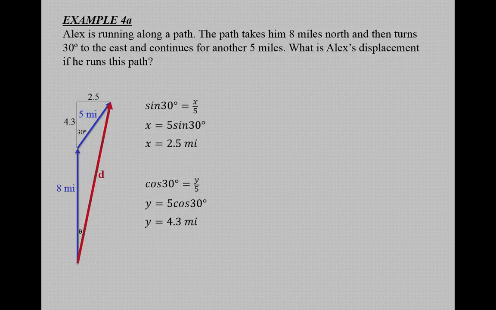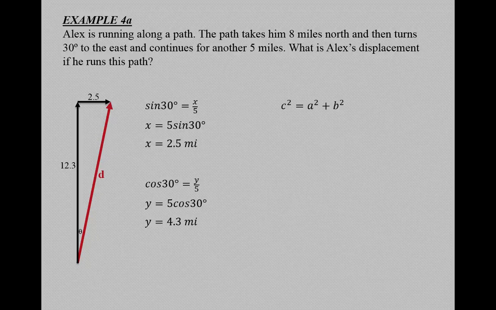So what we can do is add together the 8 miles north with the 4.3 more miles north and say, hey, this problem is the same thing as going 12.3 miles north and then 2.5 miles to the east. Now it's a right triangle. Now I can solve this problem the same way I did any other problem.